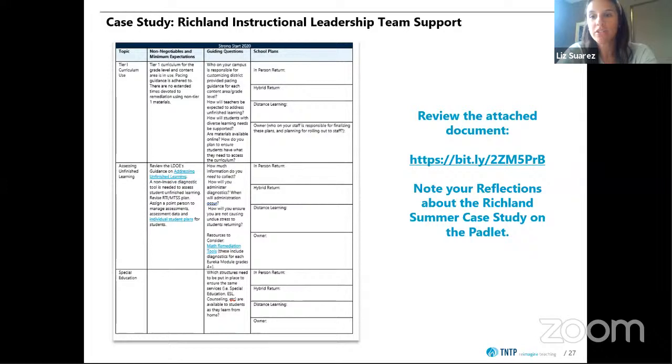And then they're really going to be pushed to get very, very deep in terms of what each of these things needs to look like in an in-person return, a hybrid return, or in a distance learning setting, and who's the owner of it.